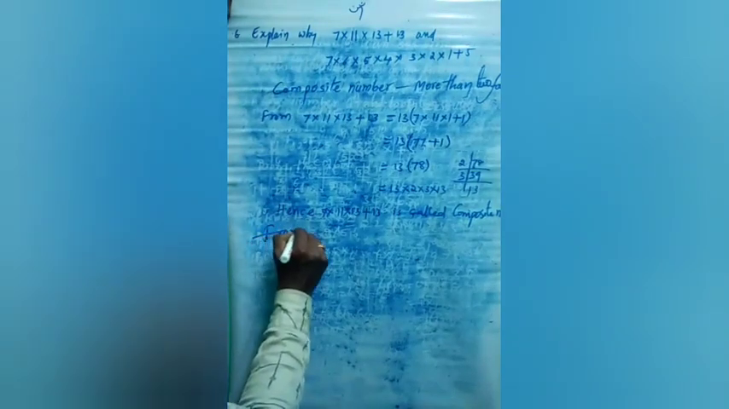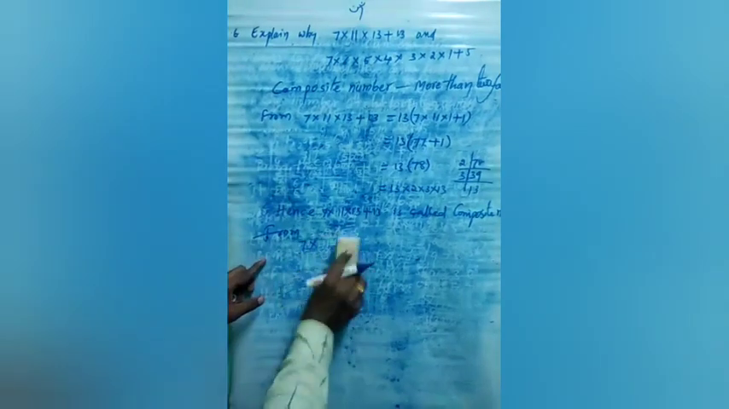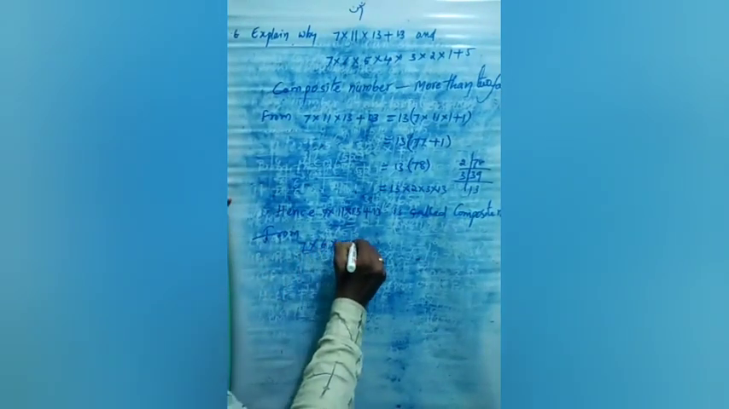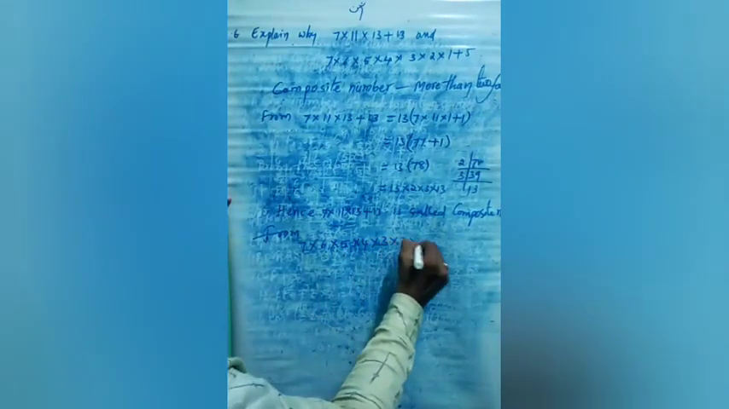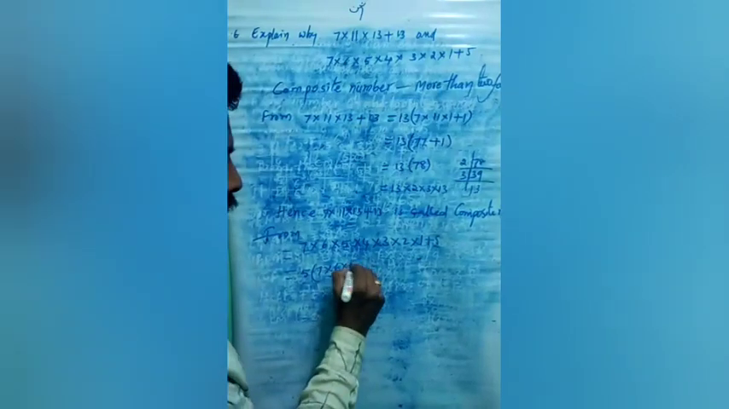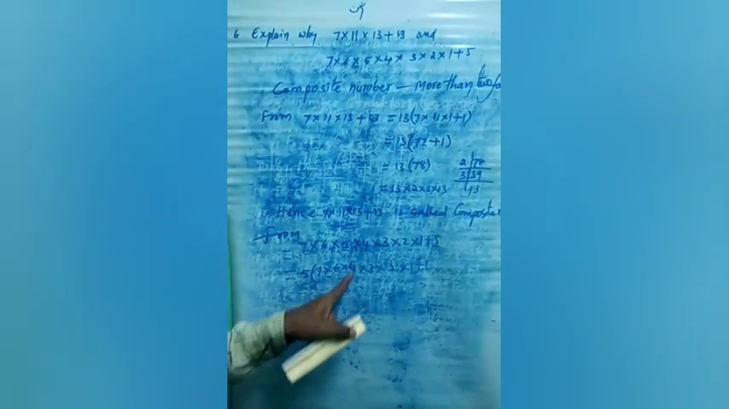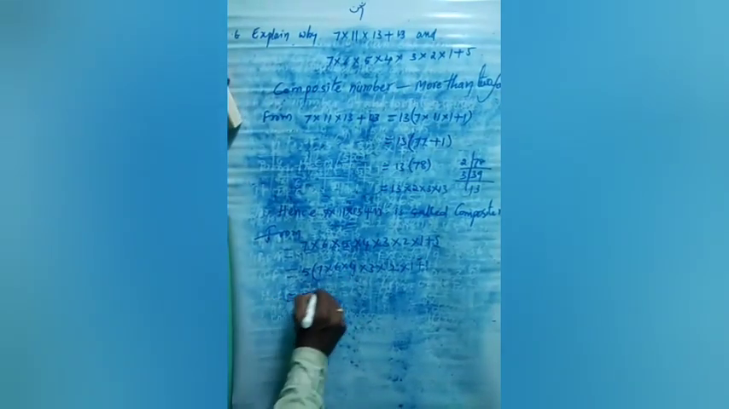Composite number. Similarly, I am taking 7 into 6 into 5 into 4 into 3 into 2 into 1 plus 5. Here in this I am taking 5 as a common factor. Remaining as it is, 7 into 6 into 4 into 3 into 2 into 1, plus 1, because here also 5 into 1 is there. Now the multiplication: 5 is as it is.